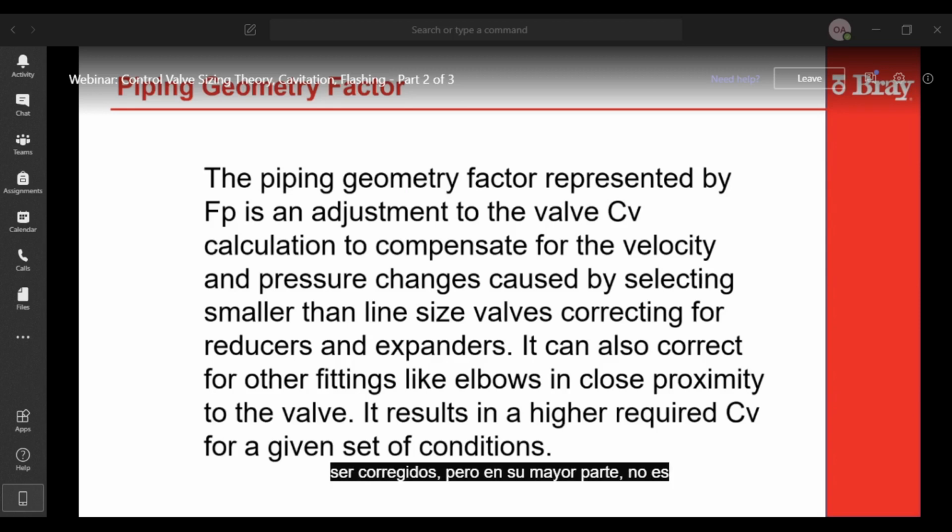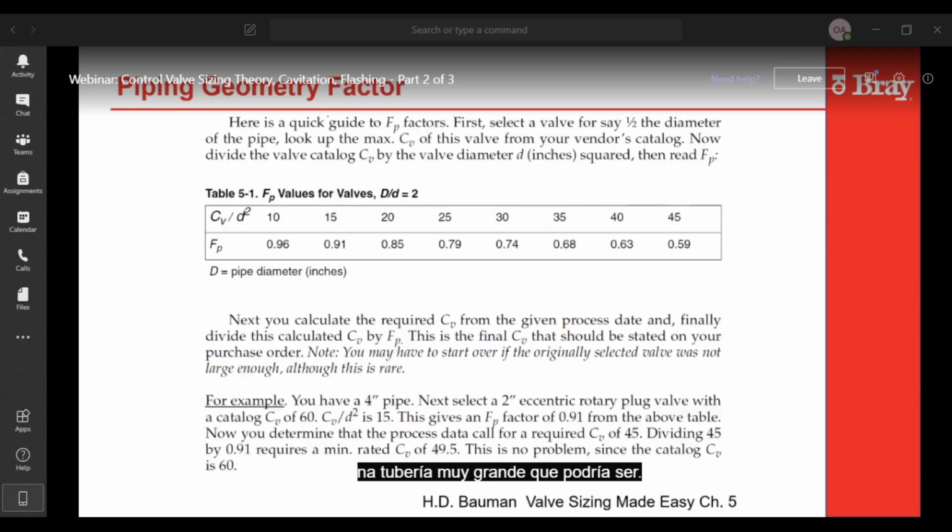It's usually, if you go down one pipe size, you're looking at a correction factor in the 0.92, 0.93. So you're just increasing the CV required in your calculation for sizing the valve about 7 or 8%. It's not a big deal in most sizes. I mean, when you get to a really big pipe, that might be significant, but it's all relative.